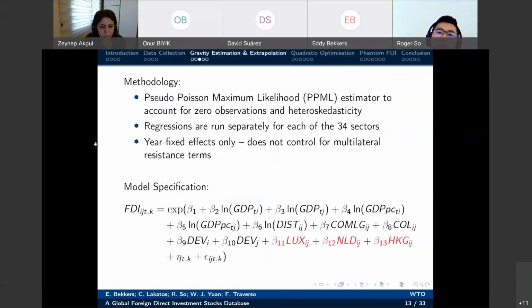So first, on the methodology, we use the PPML estimator to account for zero observations and heteroscedasticity, which is the standard practice.